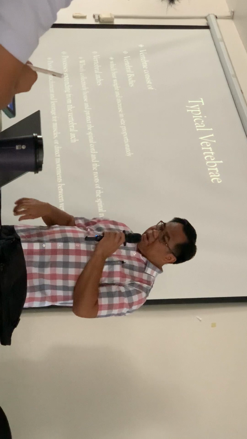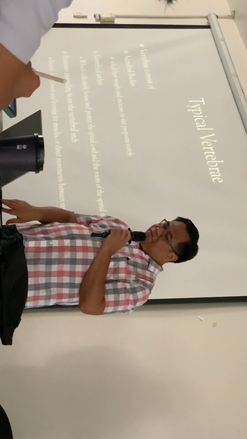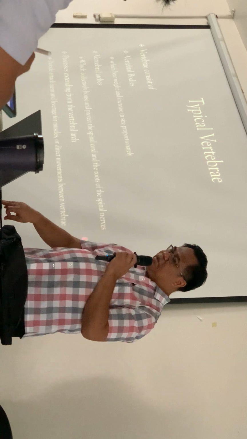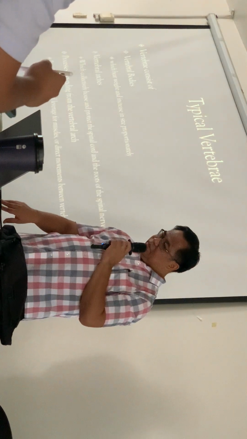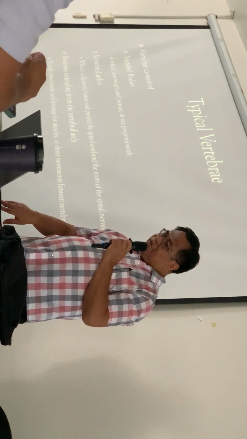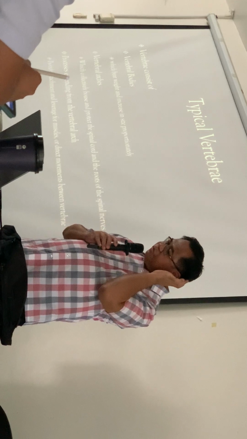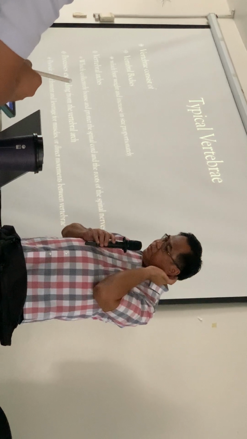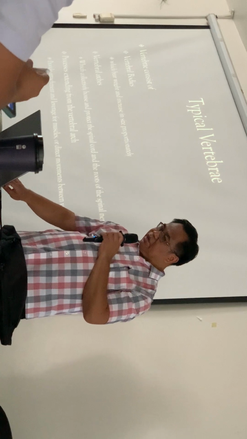Behind the bodies, we have vertebral arches, which collectively house and protect the spinal cord and the roots of spinal nerves. And then we have processes extending from the arch, which provide attachment and leverage for muscles or direct movements between vertebrae.